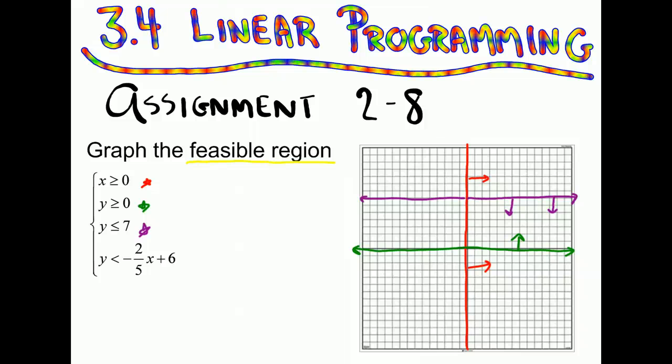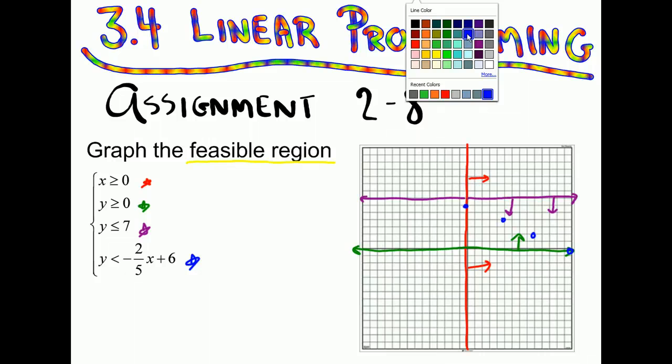And then the last inequality or constraint would be y less than negative 2/5 x plus 6. So this one here, we'll do this in blue. This is in slope-intercept form, so I'll go ahead and start with my y-intercept, 2, 4, 6 up here. And then that will have a slope of negative 2/5, so that's going to go down 2 and to the right 5 each time. So down 2 to the right 5, down 2 to the right 5. And that is strictly less than, so that has to be a dotted line. So I'm going to go ahead and get my dashed line here. And that's going to be a dashed line.